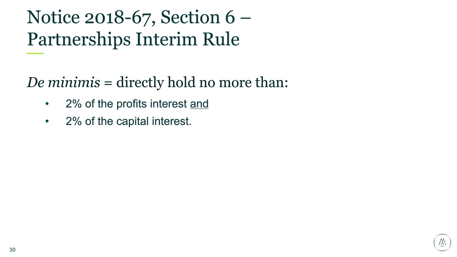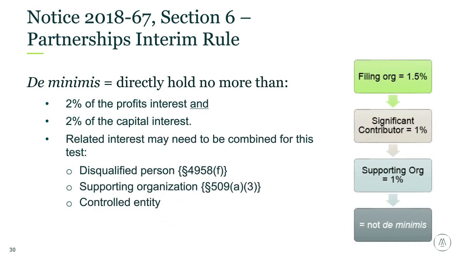One of the things that makes this a little bit more complicated is that it's not only what the filing organization, or your organization, holds in these partnerships. You also have to include related interests, and it has to be combined for this test. So that would be the interest in these investments of any disqualified person, supporting organization, and controlled entity. A supporting organization would be an organization that supports your activities under 509(a)(3), and a controlled entity would be any organization that you have a controlling interest in, 50%.